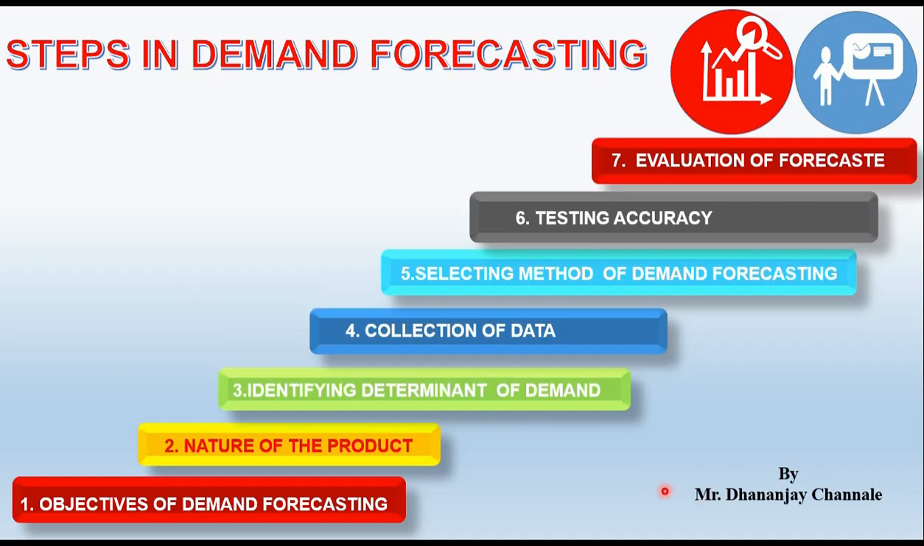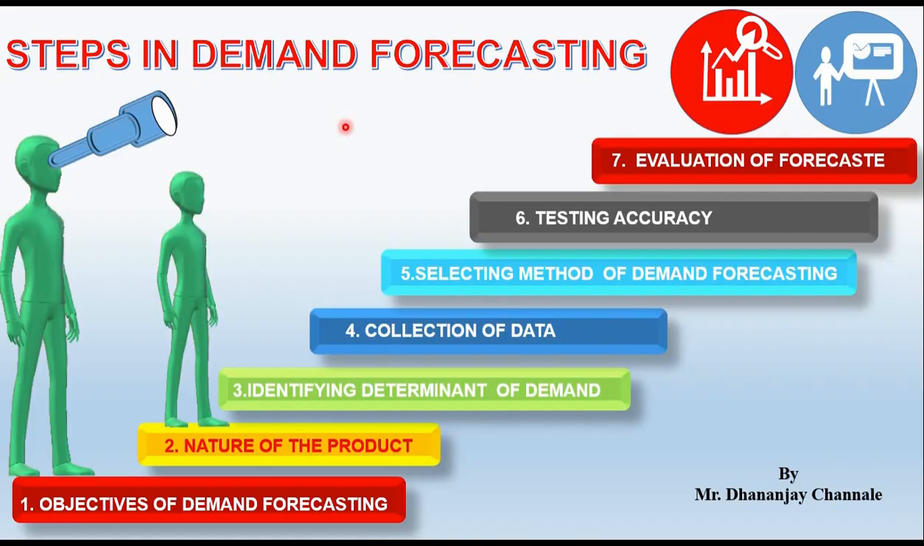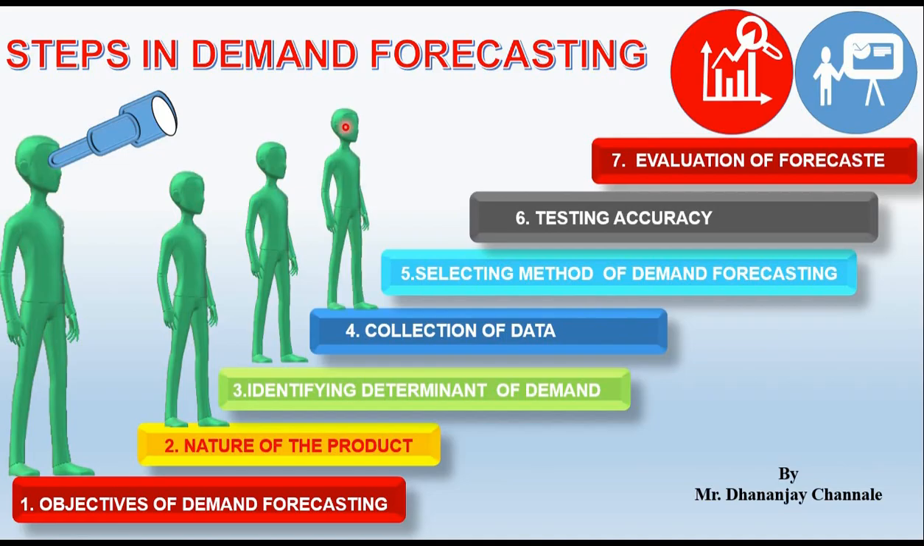I am Professor Dhananjay. Today we are going to learn about the steps involved in demand forecasting. As we have studied, demand forecast is a systematic process of estimating future demand. One has to follow certain steps to estimate demand in order to predict the demand with greater accuracy and certainty. There are certain steps involved in demand forecasting. Let us try to understand these steps one by one.